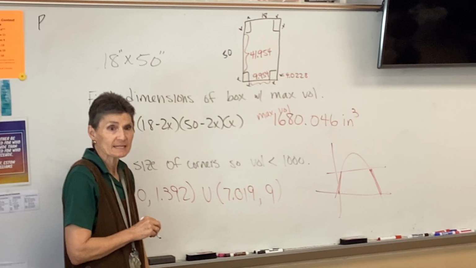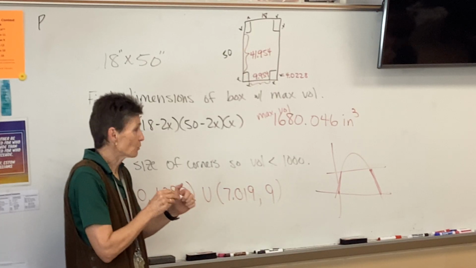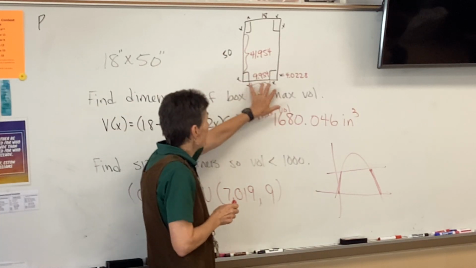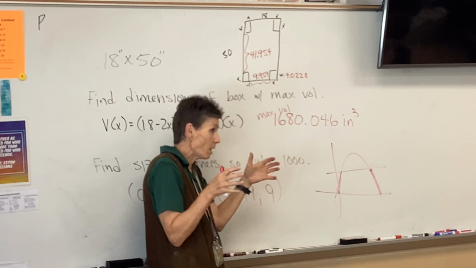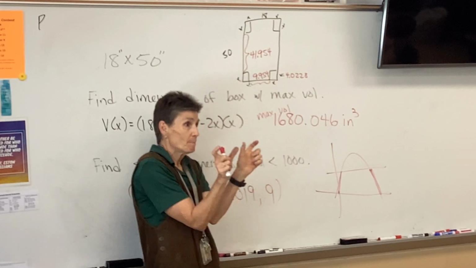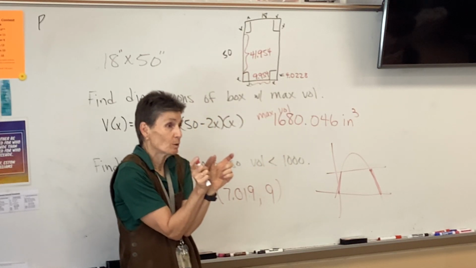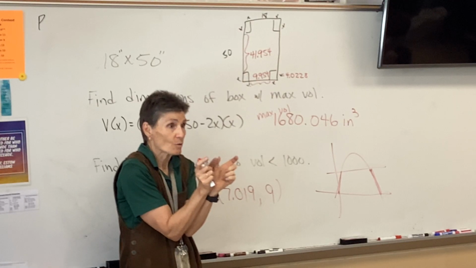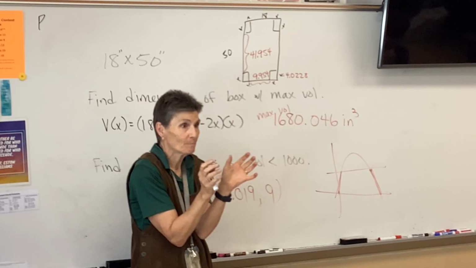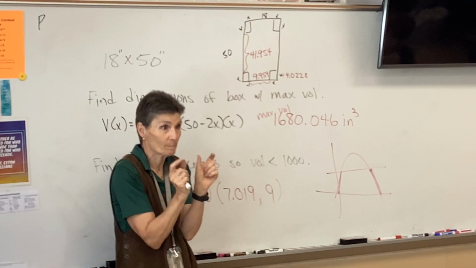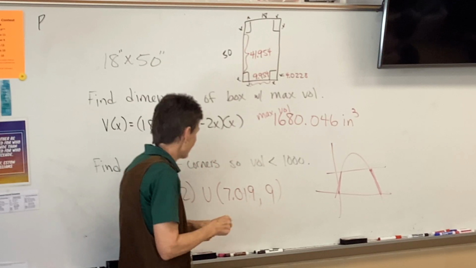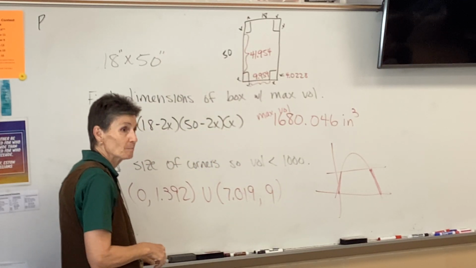Yeah, it's half of 18. Because if you're going to make this box and your paper is only 18 across, then the biggest you can rip off each side would be 9. So that literally is the maximum x for this problem, would be 9, right? Okay. All right, is that good with everybody?